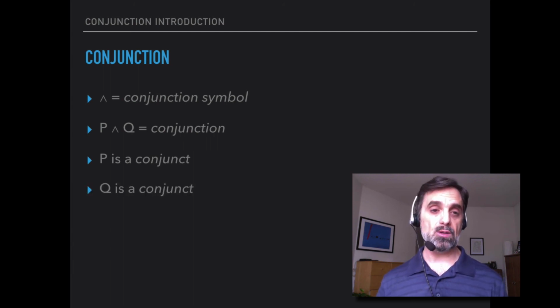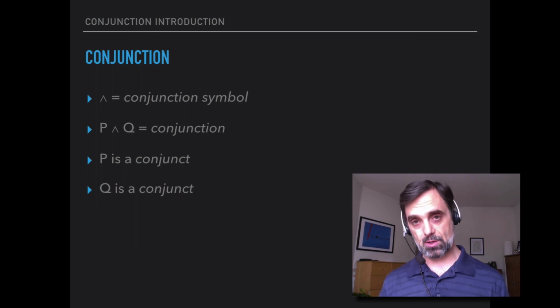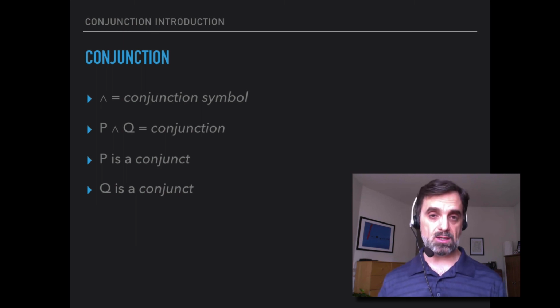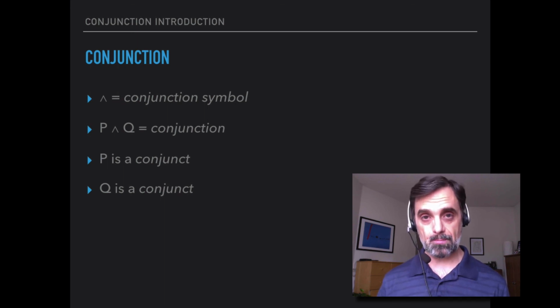So we have the conjunction symbol, just like we have the conditional symbol. We have sentences that we form with the conjunction symbol. It just goes between two sentences and says they're both true. And we call that whole new sentence a conjunction. And the two pieces, we say each one is a conjunct. So that's the introduction to conjunction.